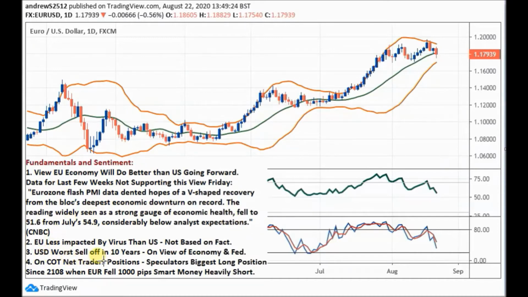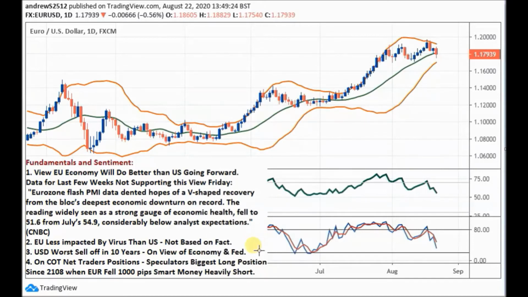USD also has had its worst sell-off in 10 years, on the view of the economy which has just gone through, and also the Fed. Last week the market was looking for the Fed, in their minutes, to be looking at yield curve control, which would be a very bearish fundamental for the USD. We were saying at the time, we just do not see the Fed going to yield curve control. They didn't, and the euro fell a bit.